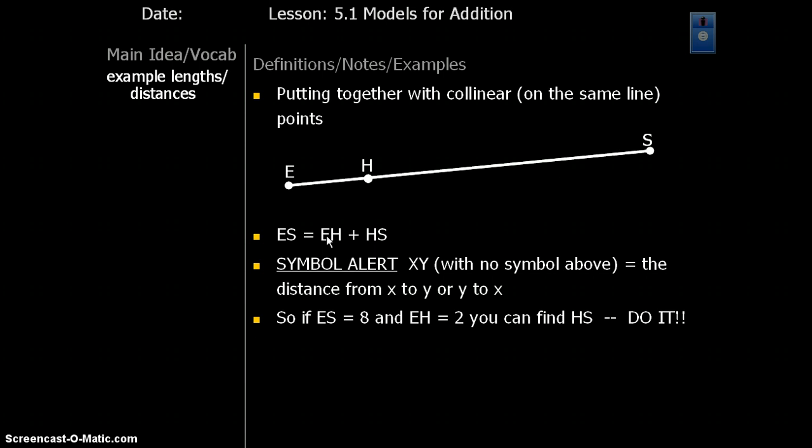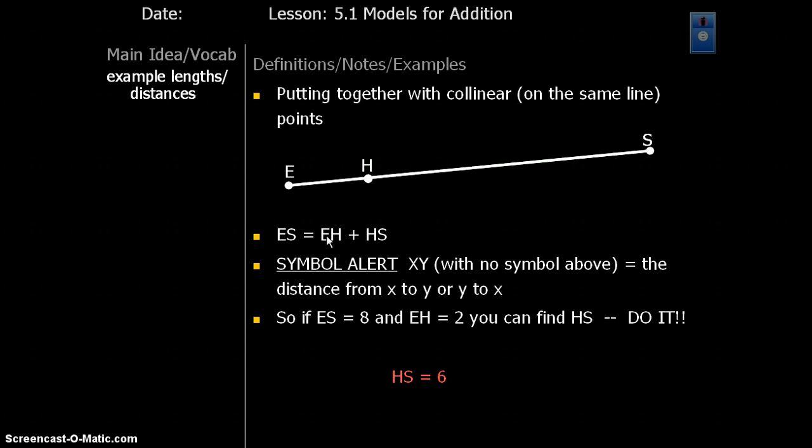So if I were to tell you that ES is equal to 8, EH is equal to 2, you can find HS. Go ahead, press pause, and give it a shot. In this case, HS must be equal to 6 in order to make the entire length ES equal to 8.